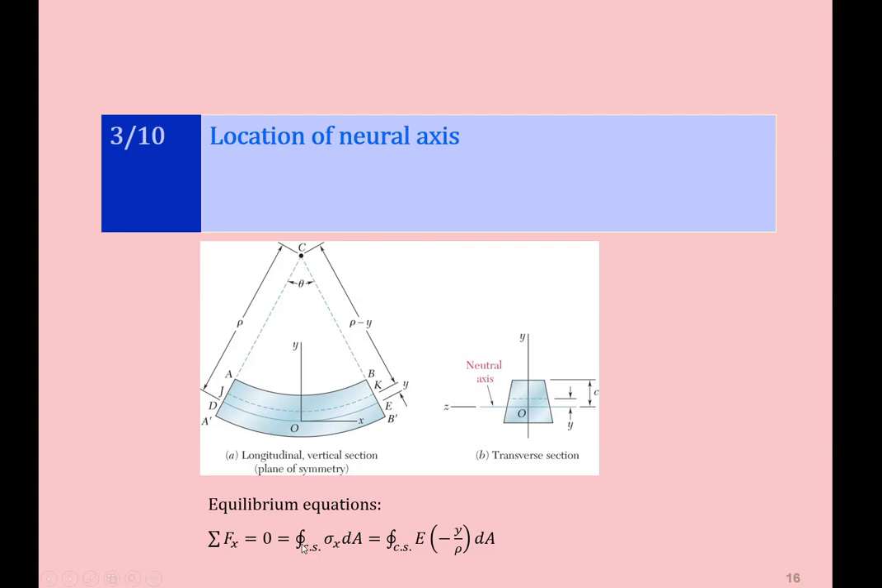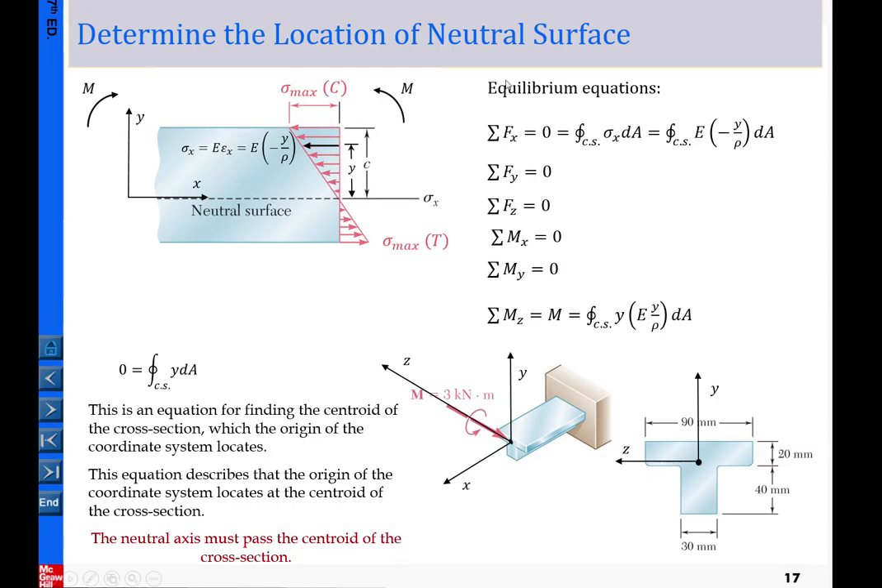Here we are going to base upon the equilibrium equations to decide the location of the neutral axis. If you recall in the previous sections, here are the 6 equations. I'm going to use this one only, and it basically says that the surface integral of the stress in the x direction must be equal to 0, because externally we only have moment applied, and we don't have any force externally applied in the x direction. So any reaction, summed together, must be equal to 0.